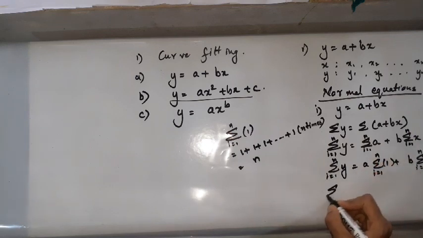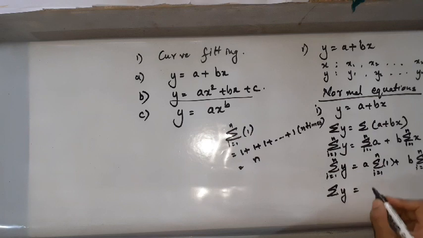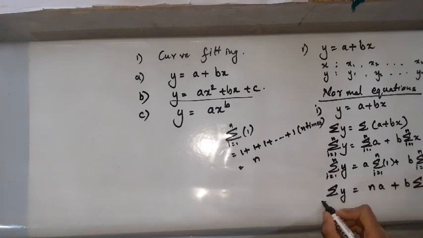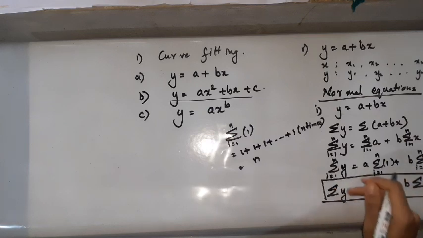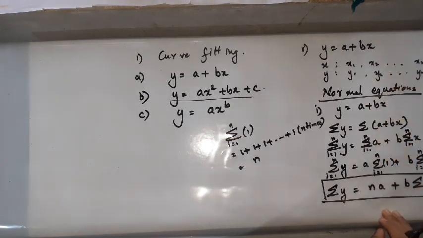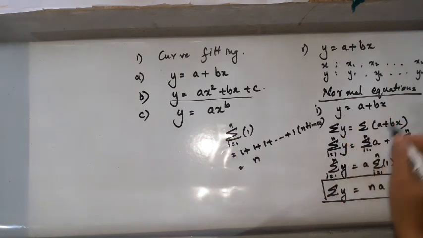So you get summation of y is equal to, in general we can write, no matter what is the value of n, n into a plus b into summation x. So this is going to be your first normal equation for this line y is equal to a plus bx. Okay, so this is your first normal equation. It's very simple. Just apply summation on both the sides.